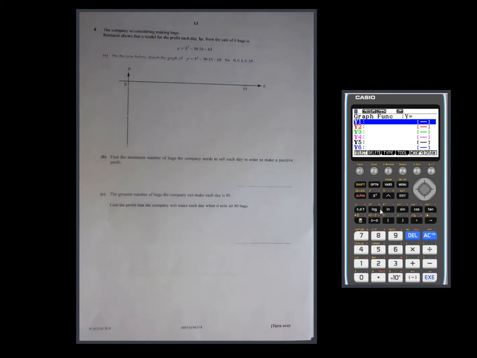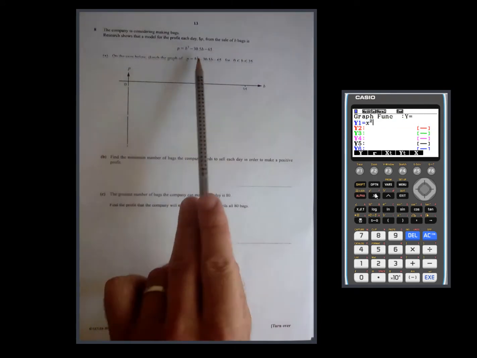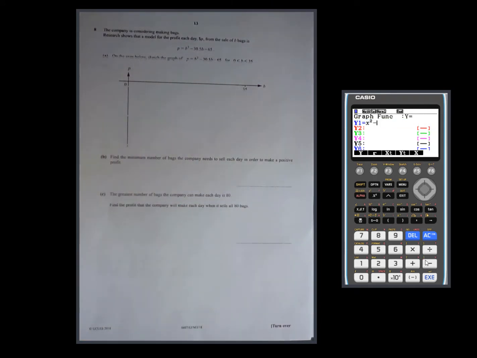obviously we're not going to put a B in, so we're going to use an x, so it would be x squared minus 30.5x minus 65. Like that. Have a look at it. F6 to draw, and I need to adjust my window quite a lot, so Shift V window.